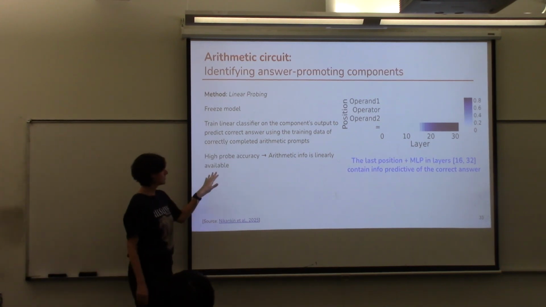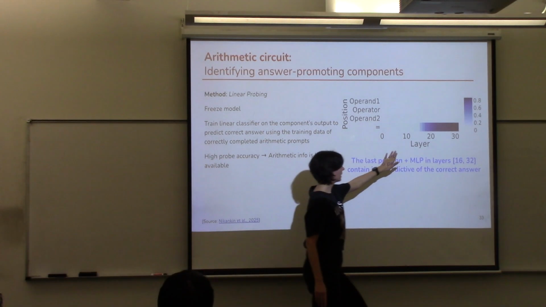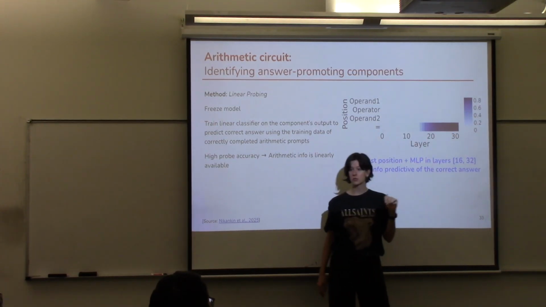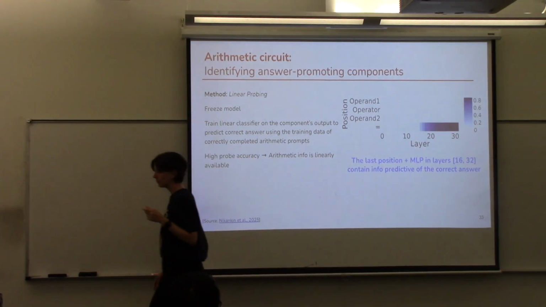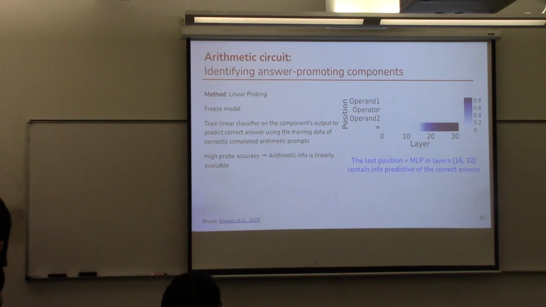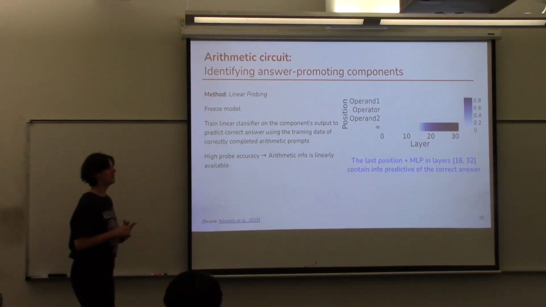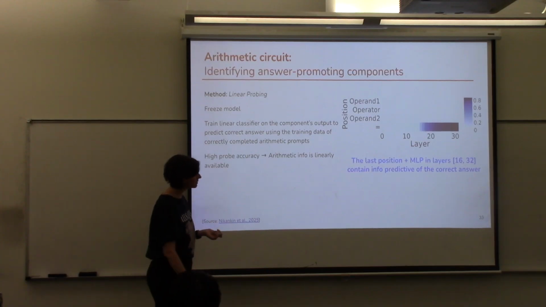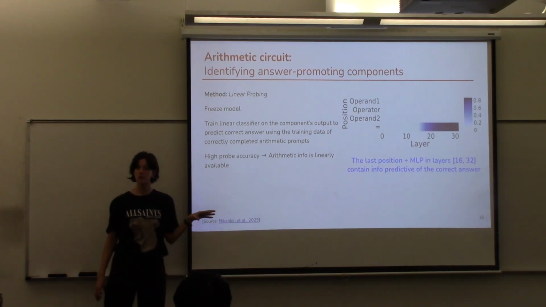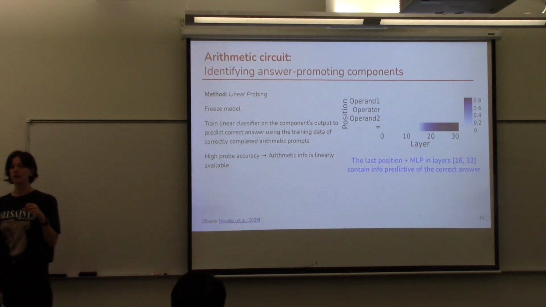And what we find is that in these layers that are really high here, really very intense, so at the last position where the symbol for equals is, and these mid to late layers, the linear probe is capable of predicting the correct answer, which suggests that these layers are those that encode the correct answer.